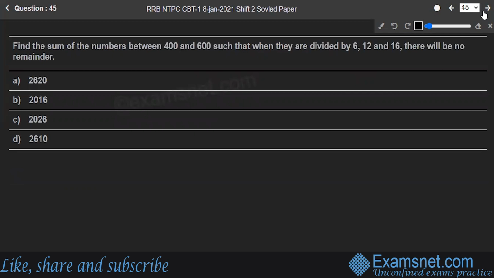Next is question number 45. Find the sum of numbers between 400 and 600 such that when they are divided by 6, 12 and 16, there will be no remainder. So we need to find the sum of the numbers in this range such that they are divisible by each of 6, 12 and 16, with no remainder. For that, let's find out the LCM of 6, 12 and 16. The LCM is equal to 48. So the required numbers will be in the form of multiples of 48.